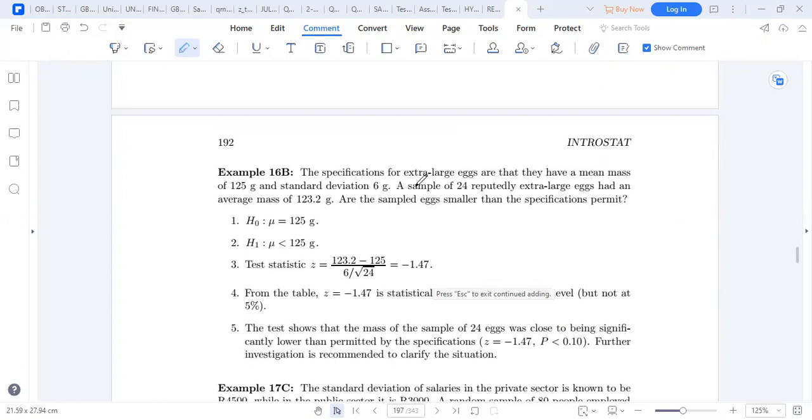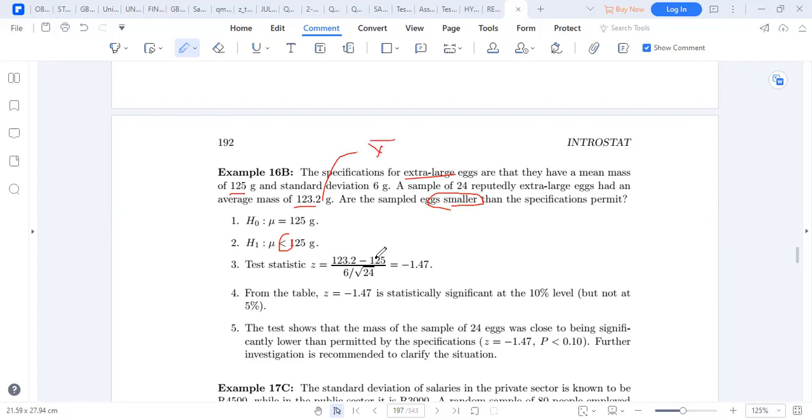So the specifications for extra X eggs have a mean of 125 and standard deviation of 6. A sample of 24 extra X eggs had an average mass of 123.2. Are the eggs smaller than the specification? So the word smaller is synonymous to less than. So the average standard is 125, so 125 equals here, smaller than 125. And we sampled 24 eggs and they were found to have a mass of 123. So 123 is our what? Our x bar, because it's attached to a sample size.